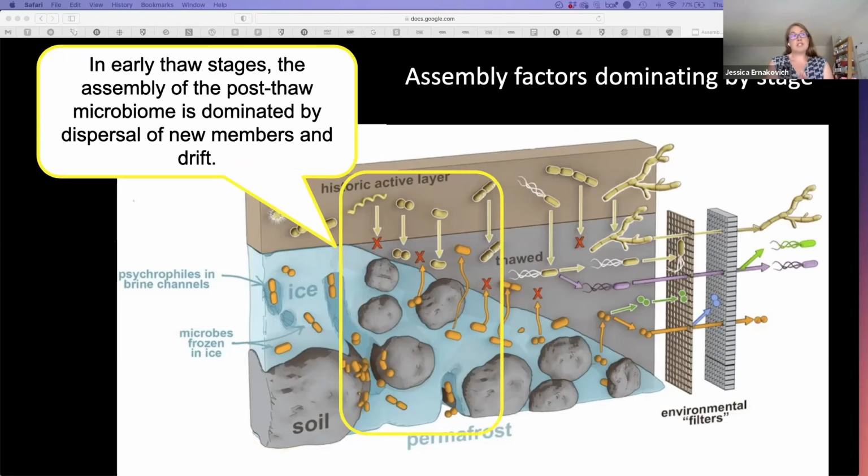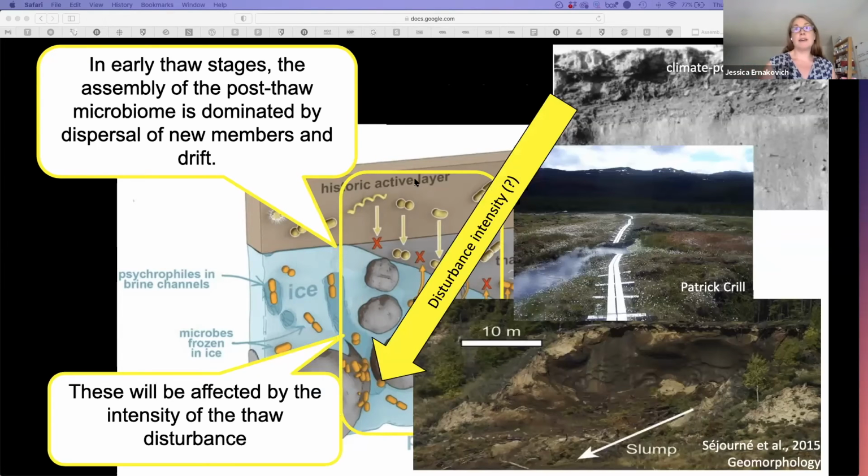In these early thaw stages, assembly of the post-thaw microbiome is dominated by dispersal of new members and drift. So drift becomes very important in the post-thaw community, immediately. And I think we've also come to believe that the disturbance intensity, here showing an active layer deepening versus a thermokarsting versus a retrogressive thaw slump where the whole landscape is falling apart, is going to affect the amount of drift and dispersal you would see.